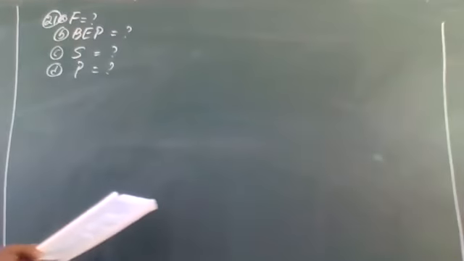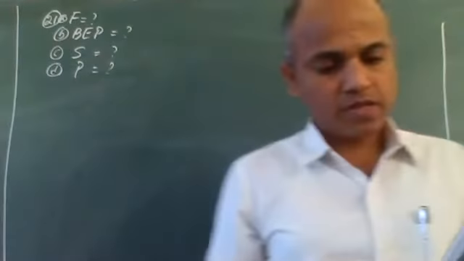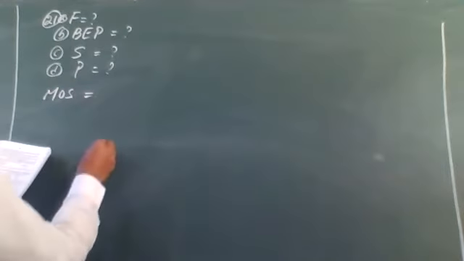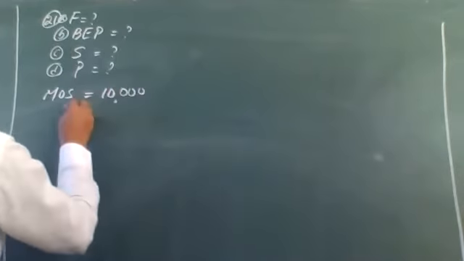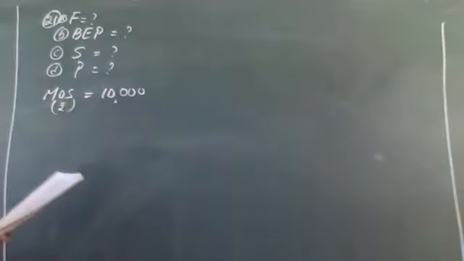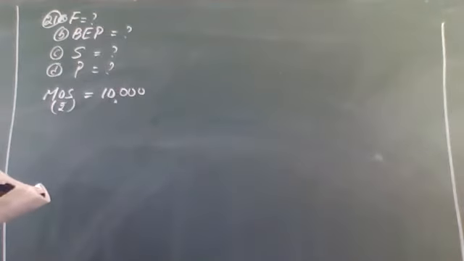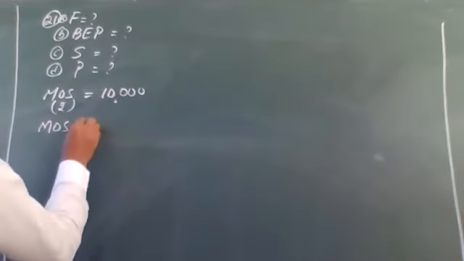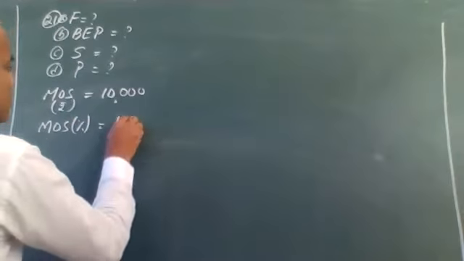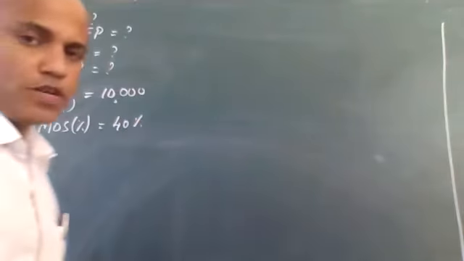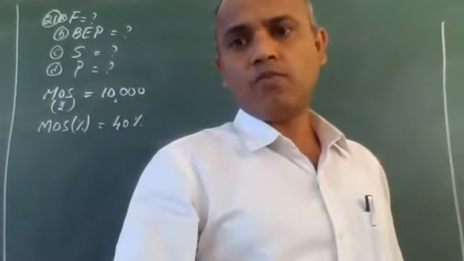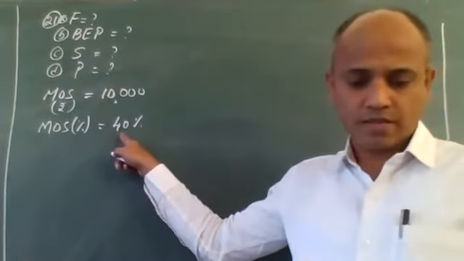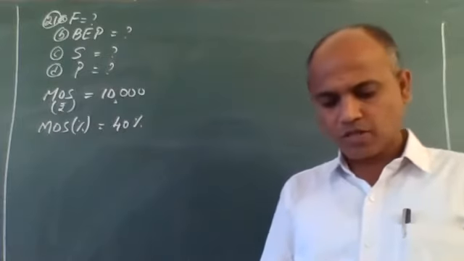Profit is how much? So he says margin of safety is 10,000. So what is given to us? Margin of safety is 10,000 rupees, so MOS in rupees is given. And he says this represents 40% of sales. So MOS percentage, as we know, is MOS by sales into 100. MOS is generally expressed as a percentage on sales, so this is 40% on sales.